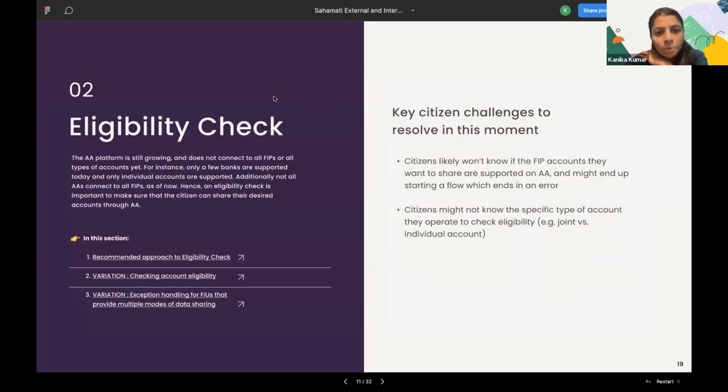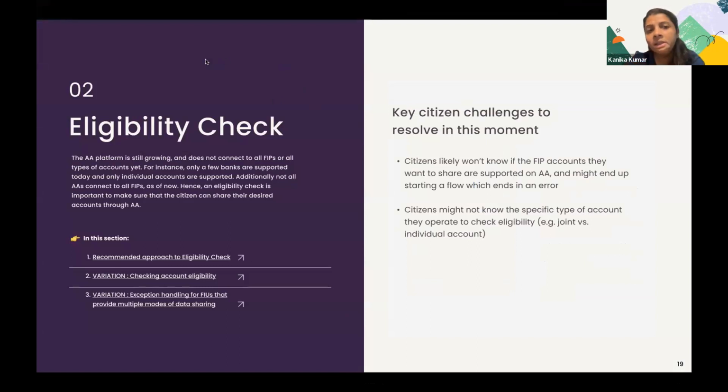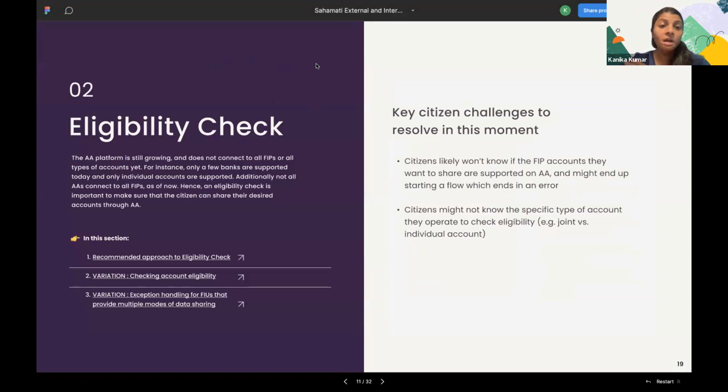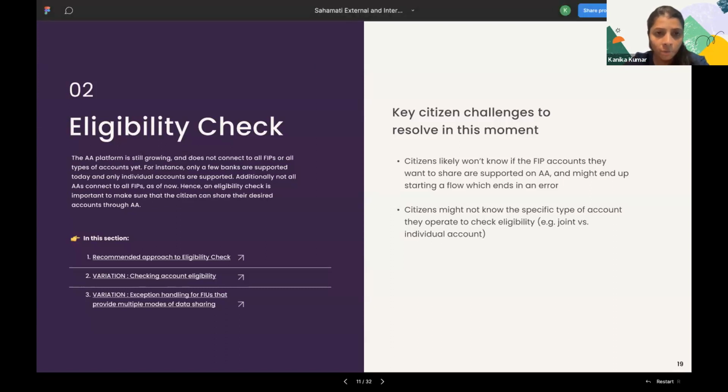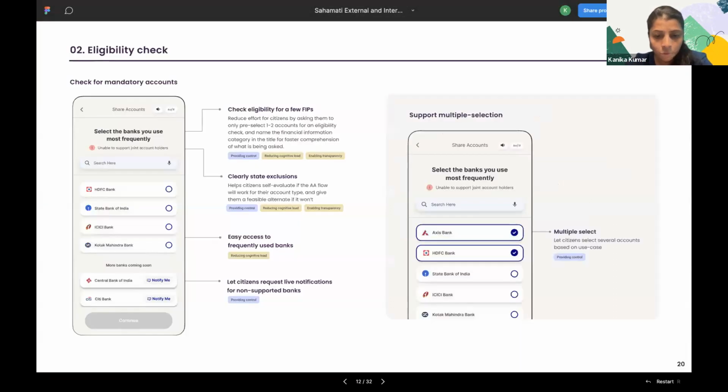Moving to the next big moment, which is the eligibility check. And really here, the big objective was, how do we reduce frustration for those users who may not be eligible for account aggregator, either because their FIP is not yet registered, or the account aggregator that they're likely to sign up with does not have a linkage with the FIP. So how do you make sure you're able to preempt some of that? Or there are certain account types that don't qualify. One example we had when we were working was a joint account versus an individual account.